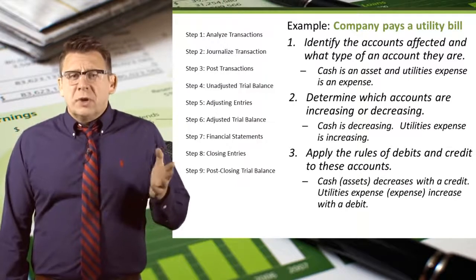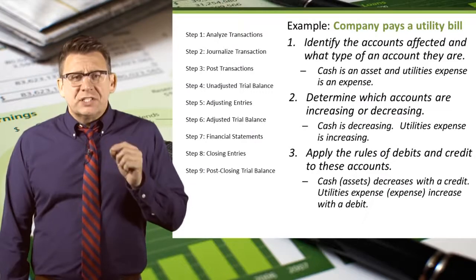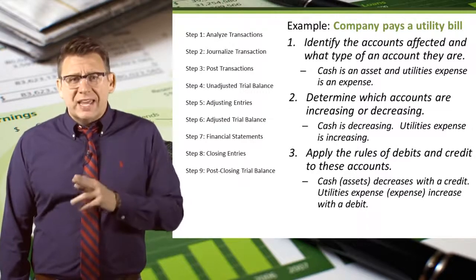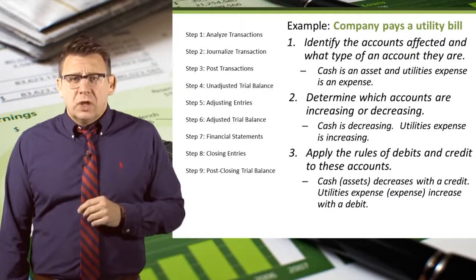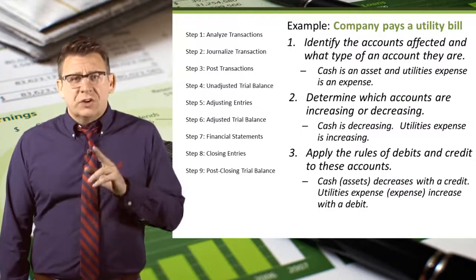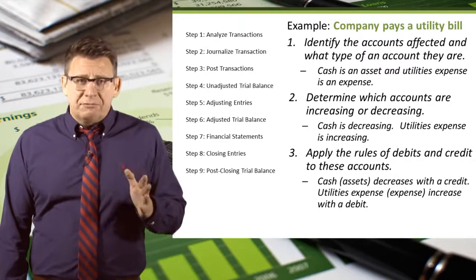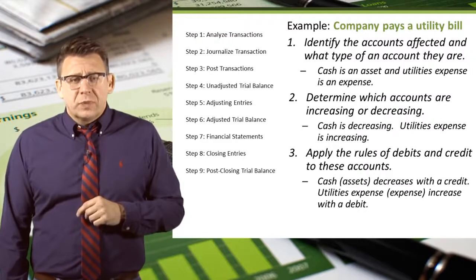Part two is determine which accounts are increasing or decreasing. Cash is decreasing because we have less cash after paying this bill than we had before. Utilities expense is increasing because we've incurred more expense after this transaction than we did before.